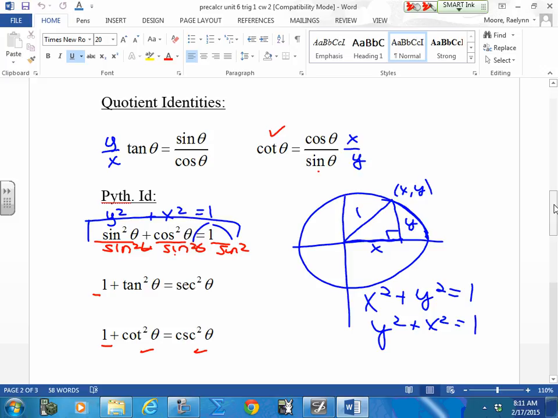And on the flip side of this, divide everybody by cosine squared instead. Sine over cosine, tangent. Cosine over cosine, 1. 1 over cosine, secant. Right? An easy way to get to them. You don't have to memorize these. You just kind of have to learn how to identify them, how to recognize them more.